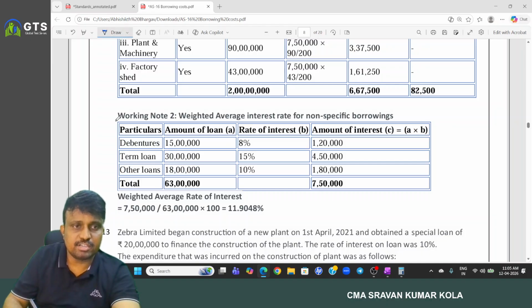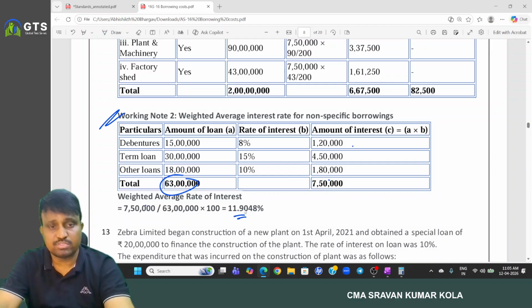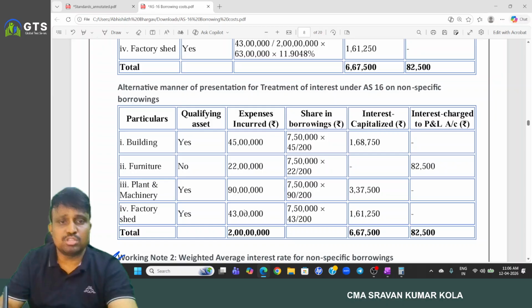So here, weighted average rate of interest. So debentures. The amount of interest, total interest by total amount of borrowing. 7,50,000 by 63 lakh. How much? 11.9048%.